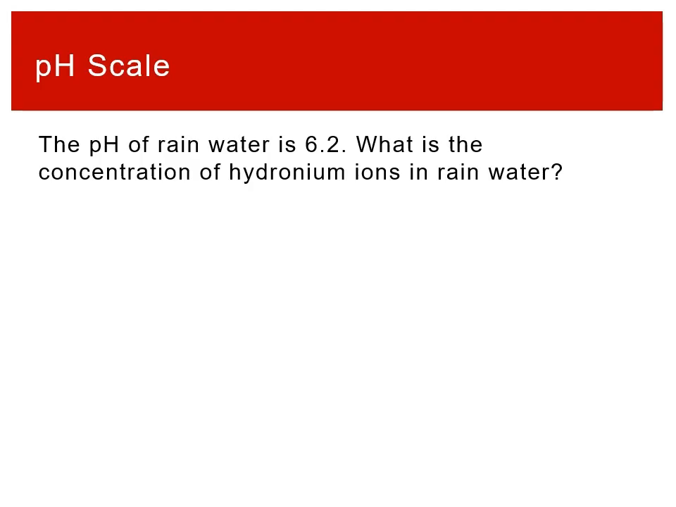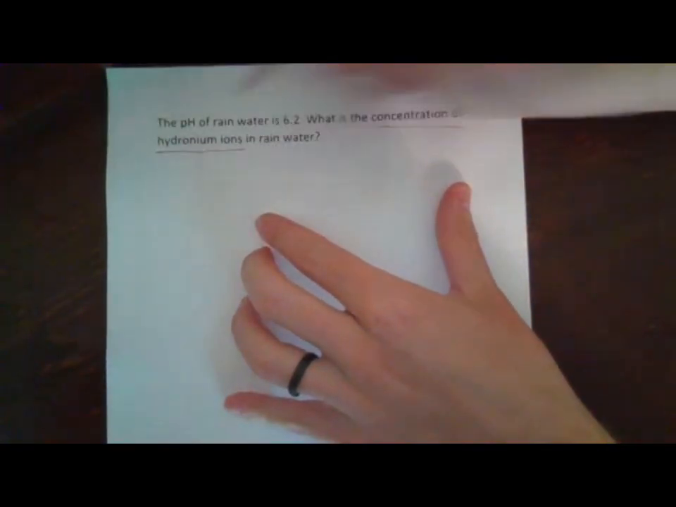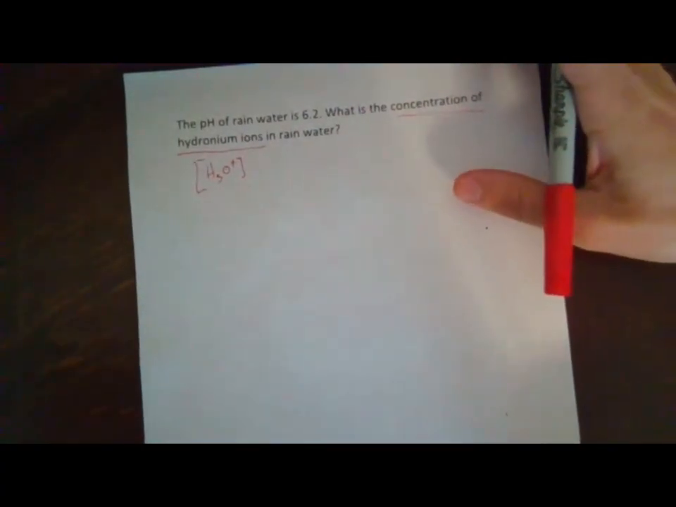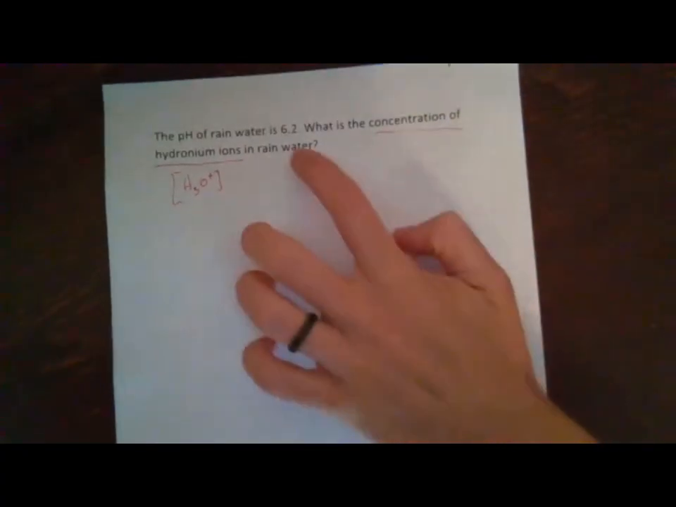So the pH of rainwater is 6.2. What is the concentration of hydronium ions in rainwater? So the concentration of hydronium ions, again, that's going to be our H3O plus. And this is something we very frequently want to know about a solution, especially aqueous solutions like rainwater, where we want to know what's going on, what's the acidity, what's the molecular level description of this solution.